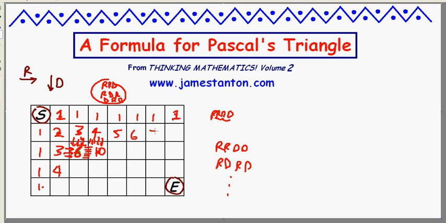4 plus 1 is 5, 5 plus 1 is 6, 6 plus 1 is 7, 7 plus 1 is 8. Yes, that indeed was the counting numbers. 10 plus 5 is 15, 15 plus 6 is 21, 28, 36. In fact, I can get myself down here pretty quickly. I'm going to do it.